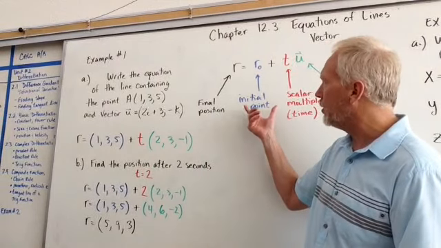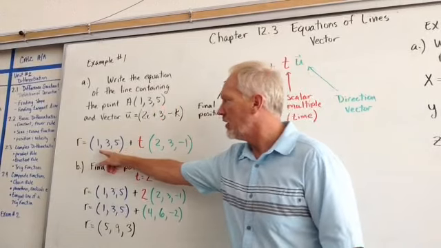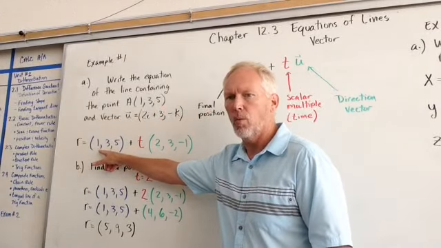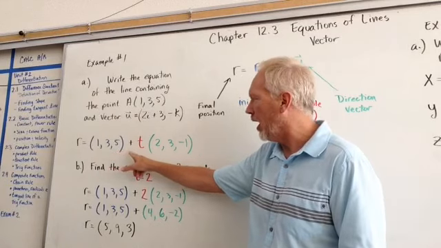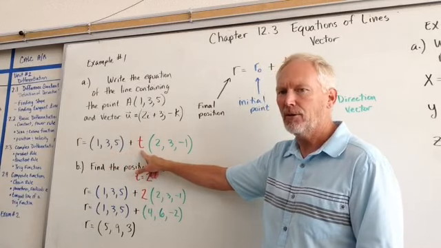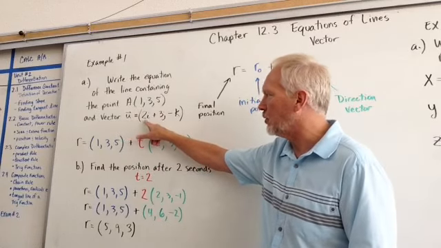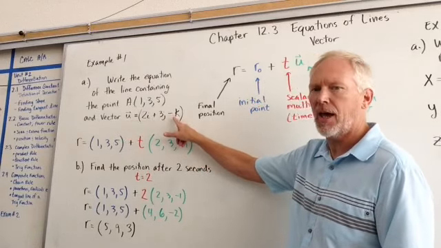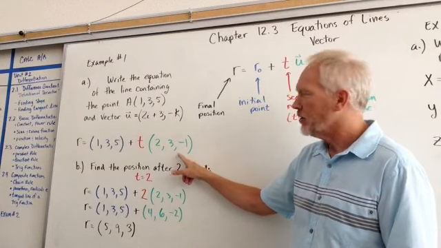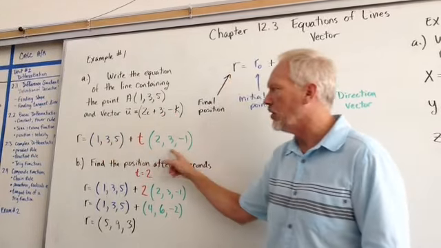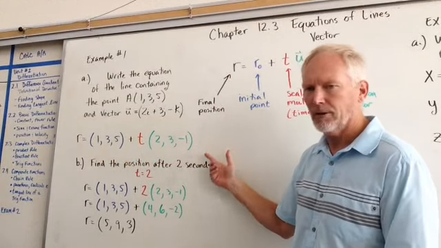Well, in this case, our initial point was given as A, so we will list that as r equals (1, 3, 5) plus a t value. And then here's our direction vector, the vector u, which was 2, 3, negative k, which transforms to negative 1. So here's our basic equation. That's our linear equation for this vector.